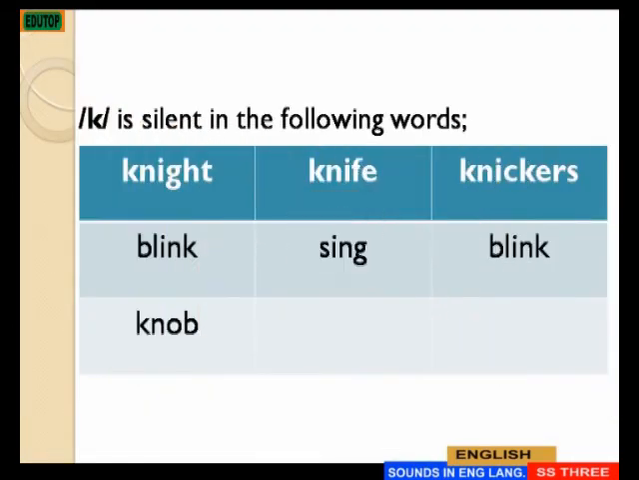The sound k is silent in the following words. Words like night, spelled as KNIGHT. It is silent in knife, spelled as KNIFE. Knickers, spelled as KNICKERS. It is silent in blink, sing.